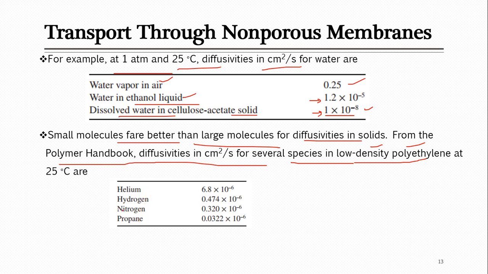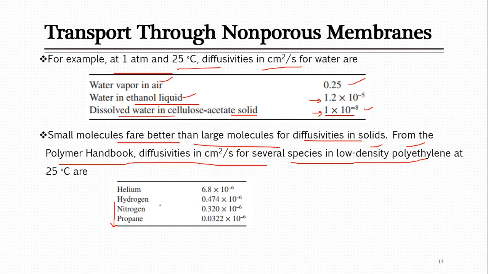So overall you can see that as you increase the size, from hydrogen to nitrogen and then propane, their diffusivity is decreasing as molecule size is increasing. So based on this, for example, the question which I was discussing that one student has asked: suppose now you have to separate hydrogen, nitrogen and propane, which membrane will you select, or which one will have high diffusivity?